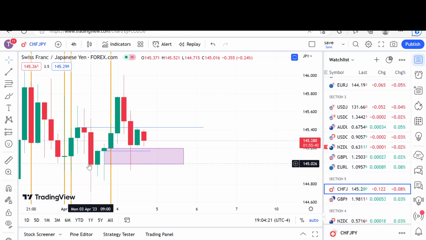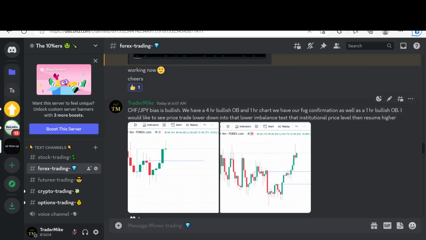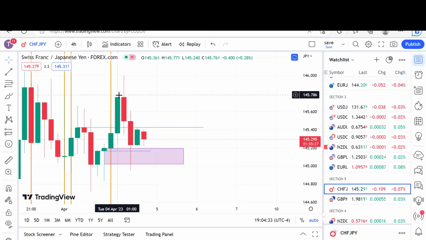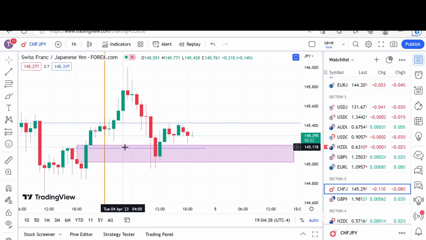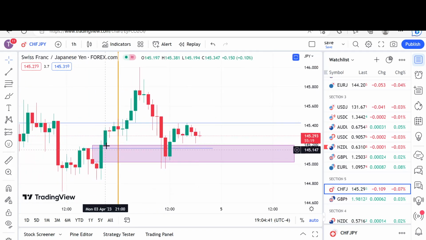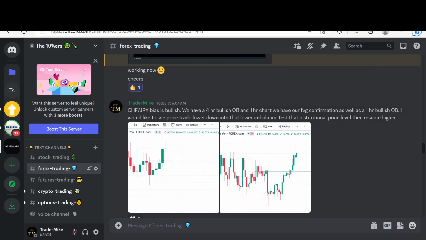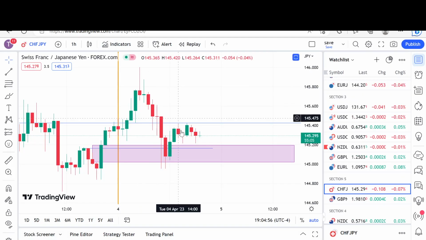I figured it was going to trade lower, which is why I said I would like to see price trade lower, down into that lower imbalance, test that institutional price level. That's what I said, as you can see right there. And where's that at? Well, that's farther down. So if we go to the 1-hour chart real quickly, you can see on that 1-hour chart we have our imbalance right here. That is our draw on liquidity. And we had our institutional price level down there. When I said institutional price level, what am I referring to? What I'm referring to is the 20 level.